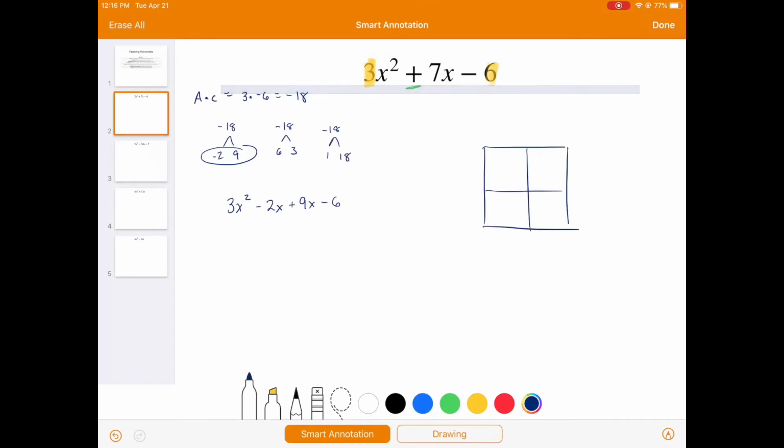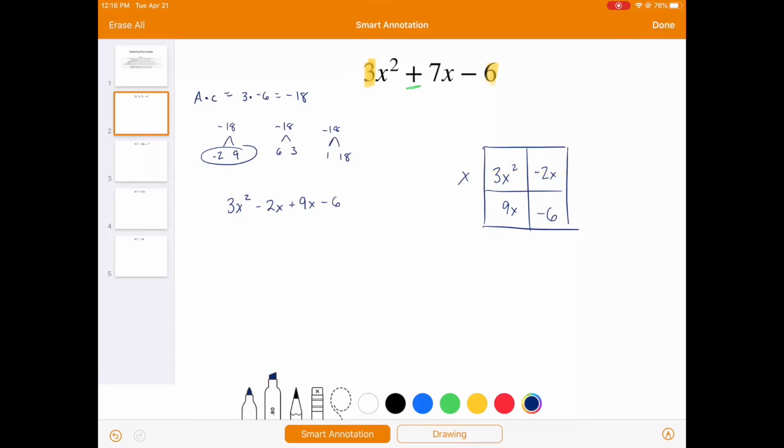In our box, the top left is our squared term. The bottom right is our constant. And then our factors go in the remaining boxes. And we want to factor out the rows and the columns. So if I first go right here, the only thing that can be factored out of both of those things is an x. And because my 3x squared is positive, that's going to be a positive x.